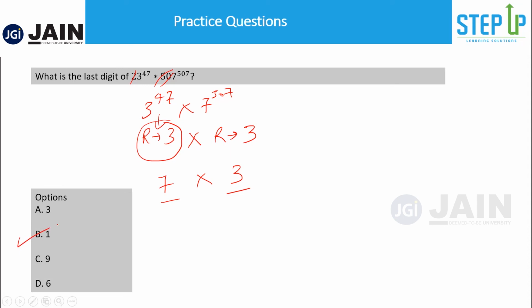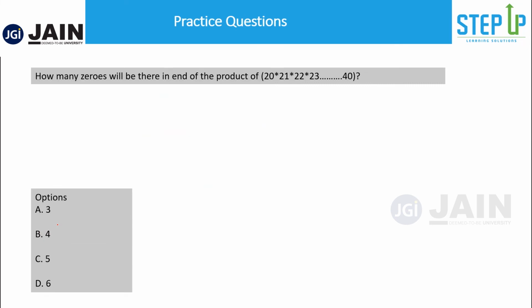So I think you're very clear with the concept of cyclicity and how to calculate the unit digit in these cases. Okay, let's look at this last problem, and maybe you want to pause the video and try it on your own. Very simple. It says how many zeros will be there at the end of the product 20 into 21 into 22 into 23 into up till 40. That means how many zeros, let's say the number comes to A, B, C, D, 0, 0, 0, for example. They are asking how many zeros are there at the end of this product.